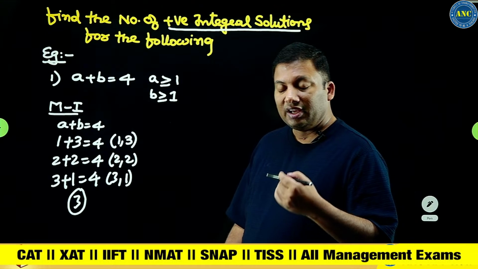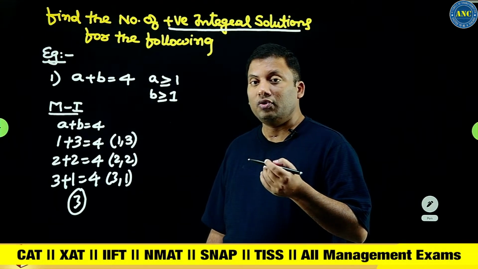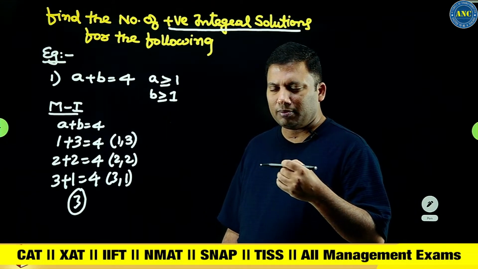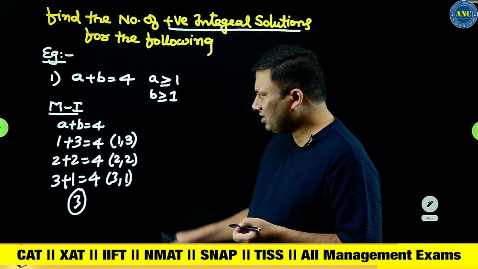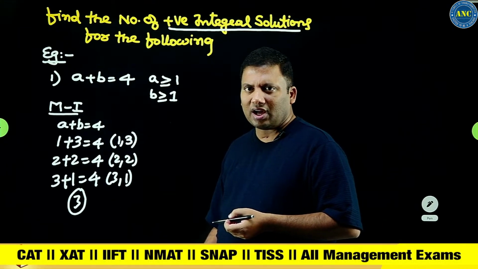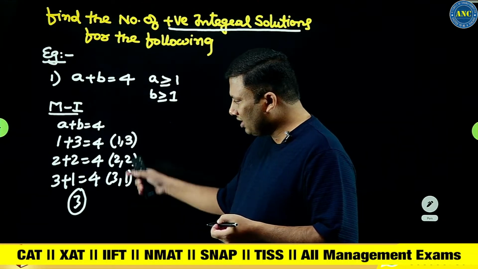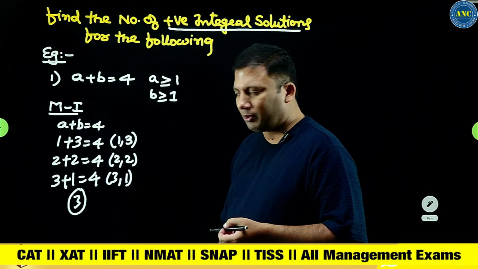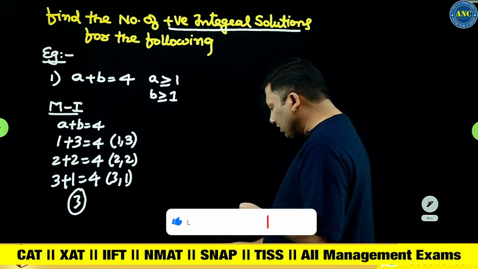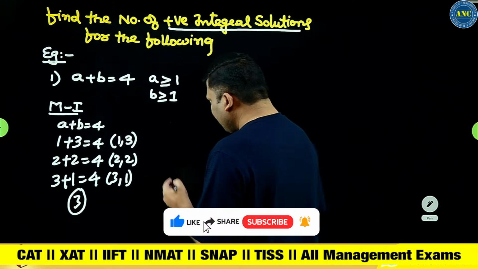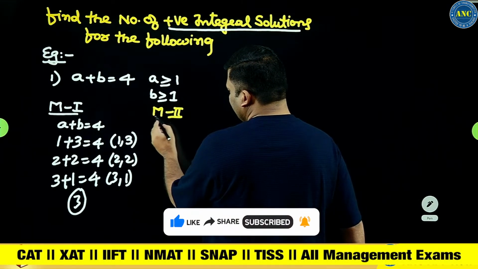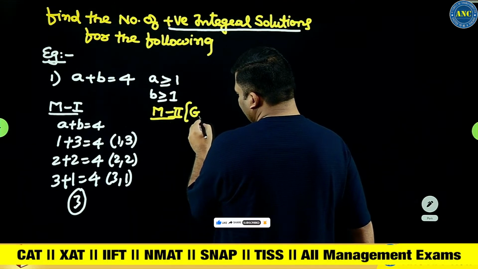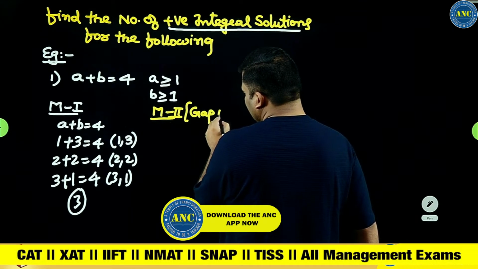Instead of 4, if it is 100, or instead of 2 variables there are 3 variables, and so forth, so many cases will come. This is a traditional approach or a brute force approach. Now let us see method 2, which we call the gap method.